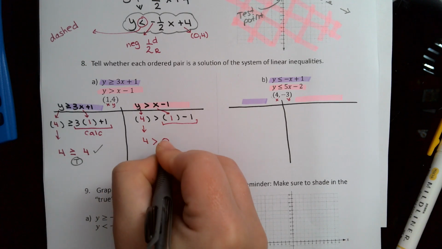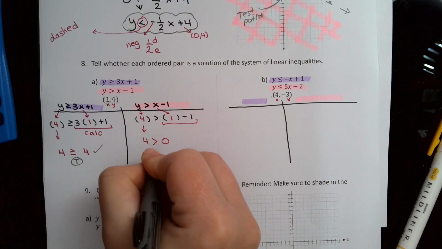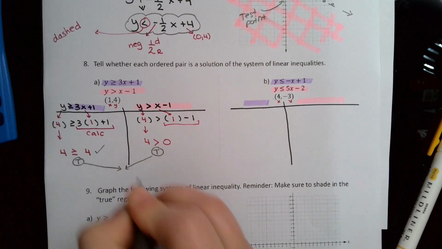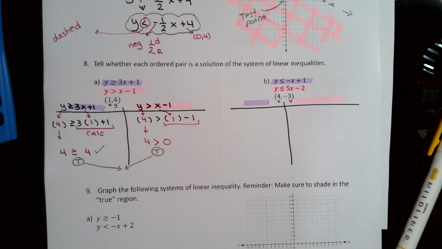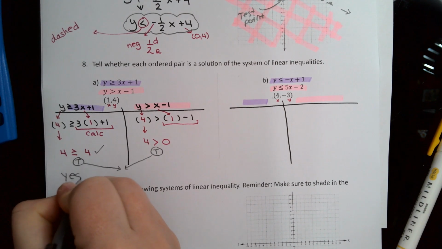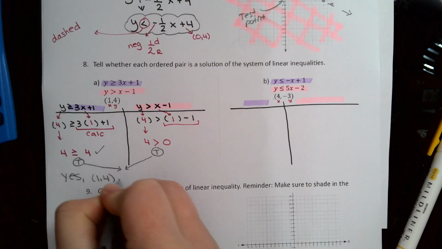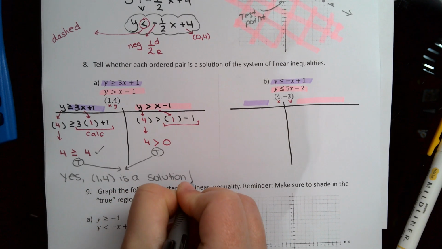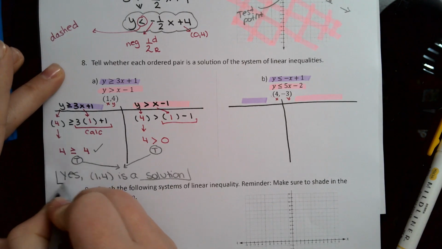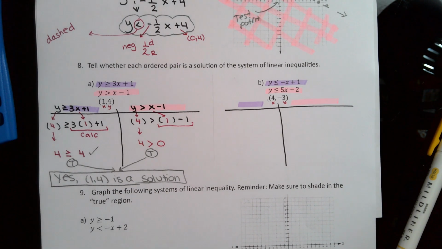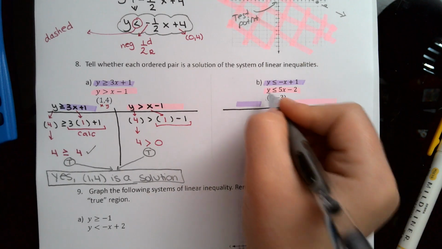Is 4 bigger than 0? Yes, that is also true. So when you have two truths, and only when you have two truths, you can say your answer. If one of them is false, this does not work. Yes, (1, 4) is a solution. So again, let's box our answer.